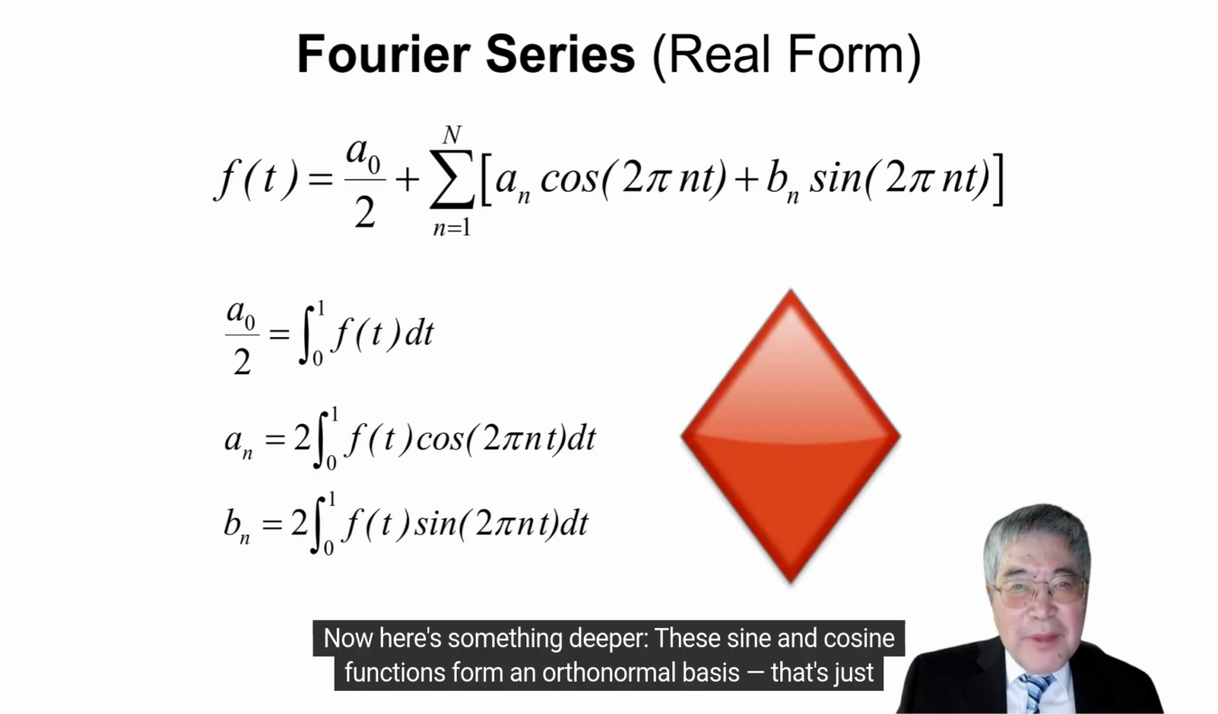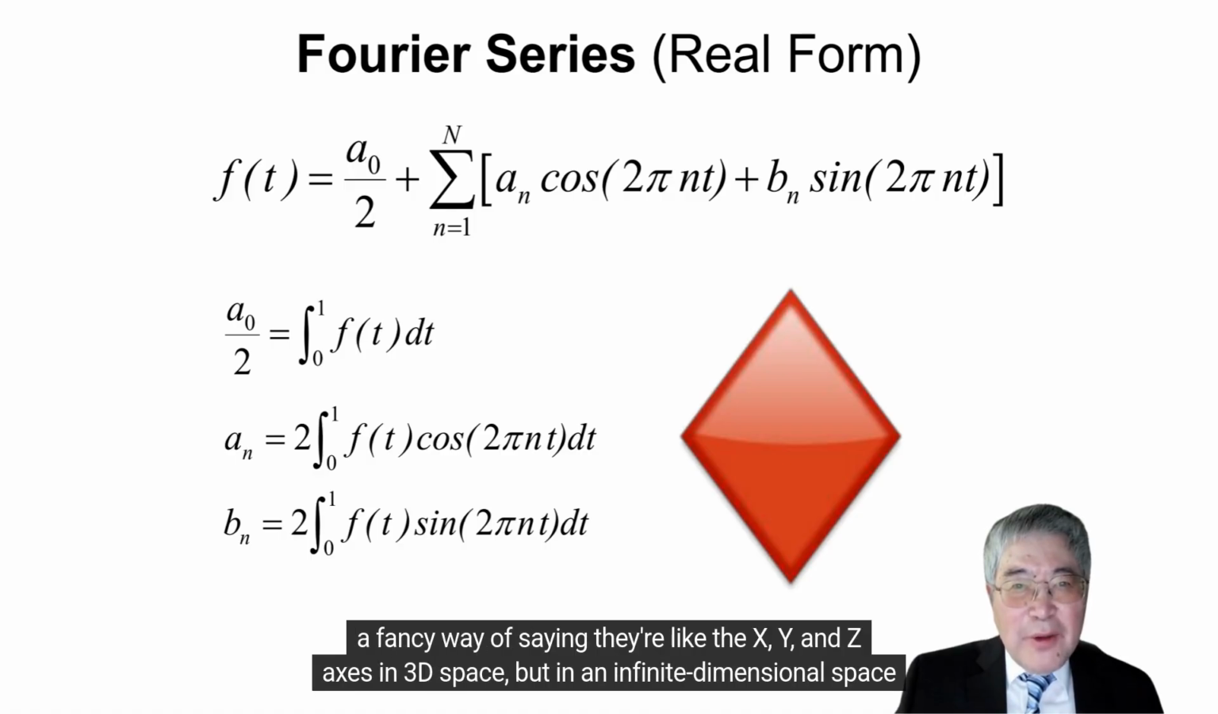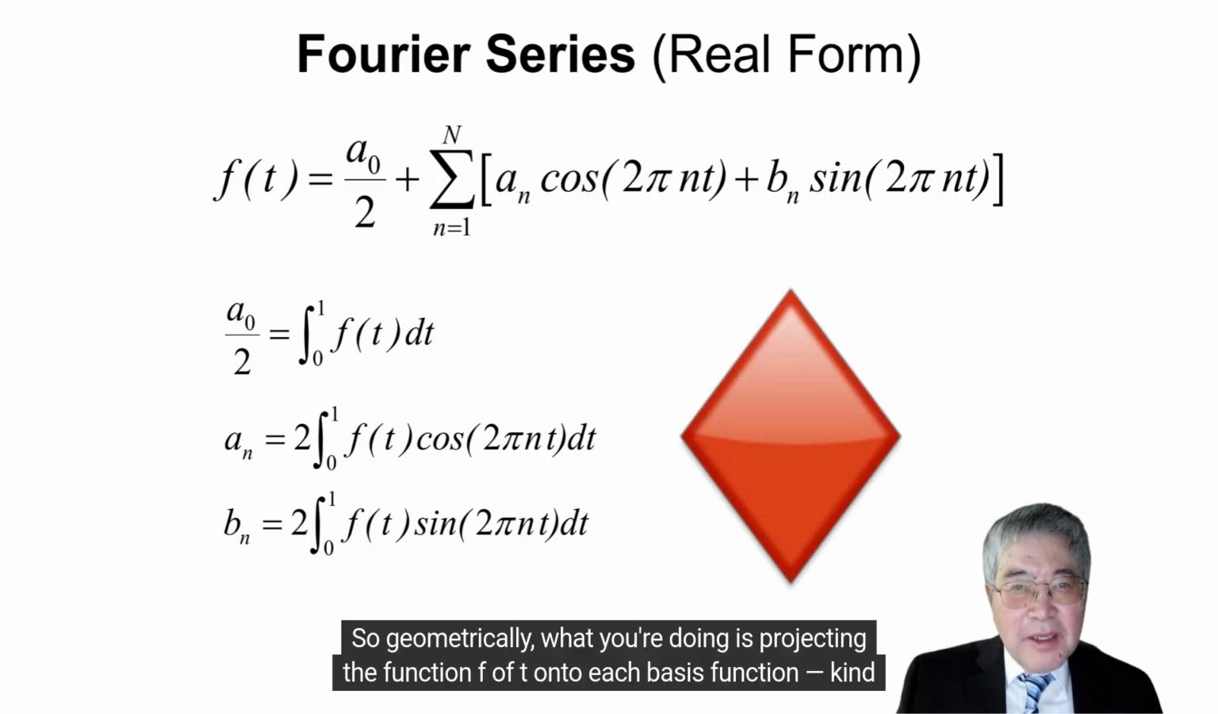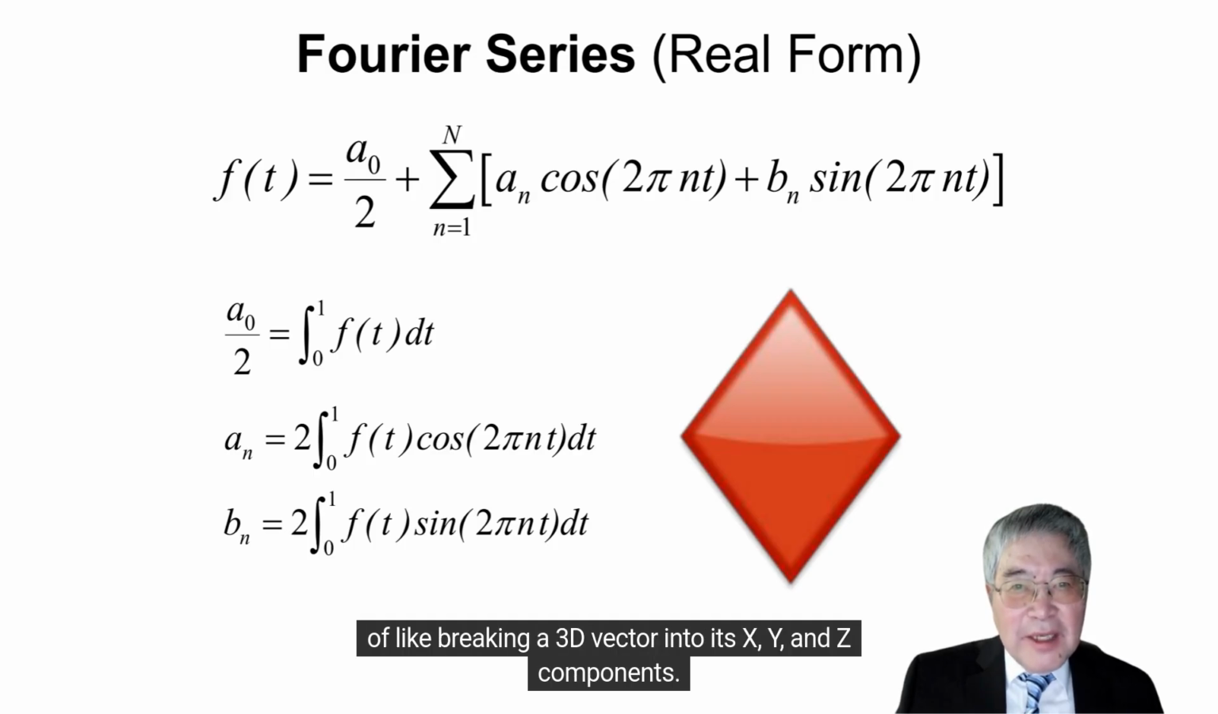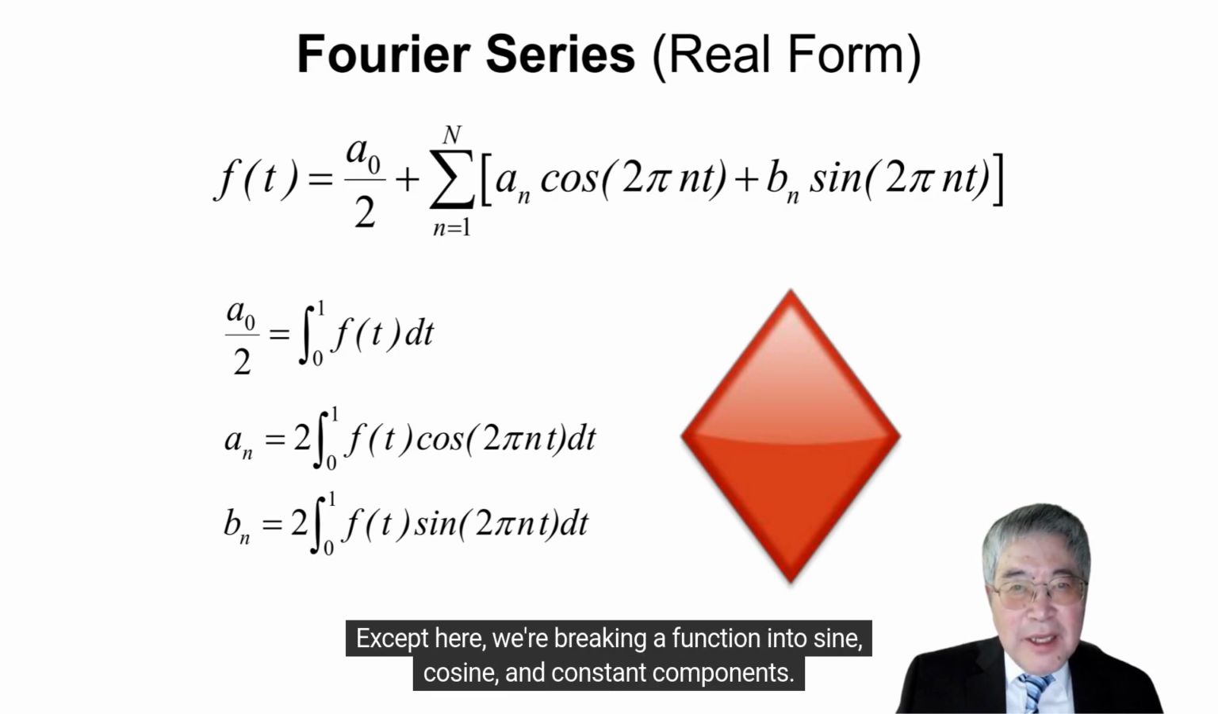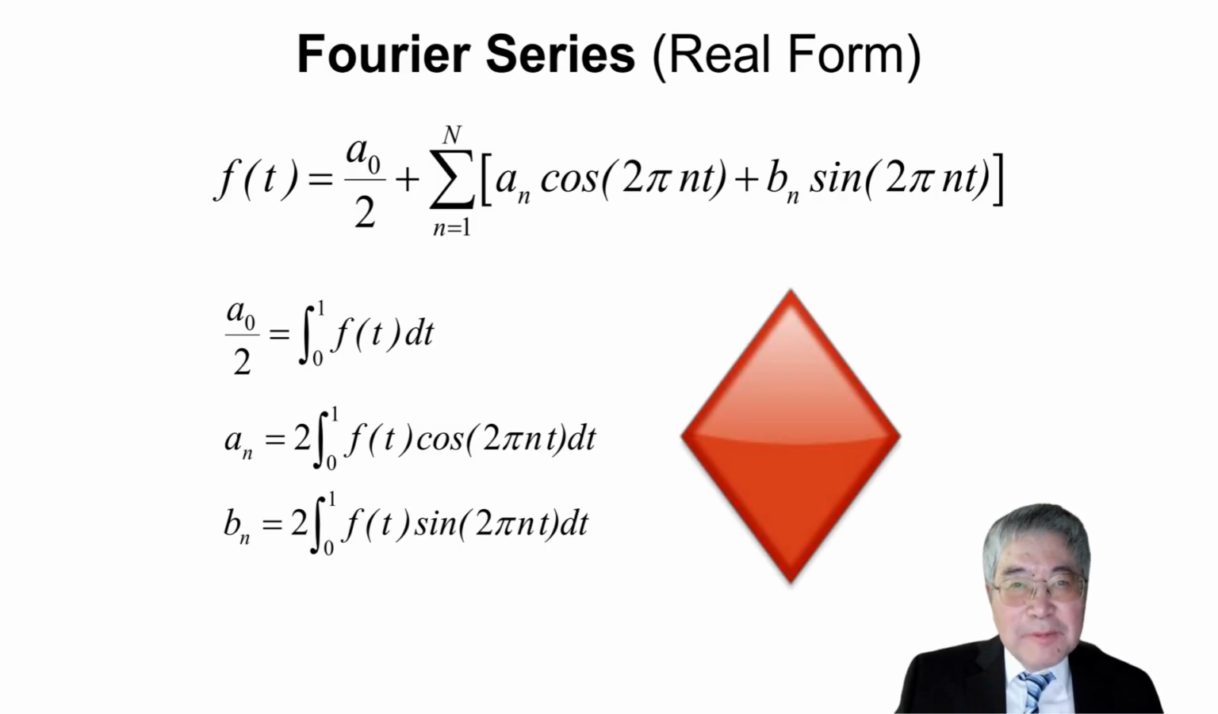Now here's something deeper. These sine and cosine functions form an orthonormal basis. That's just a fancy way of saying they're like the x, y, and z axes in 3D space, but in an infinite dimensional space of functions. So geometrically, what you're doing is projecting the function f of t onto each basis function, kind of like breaking a 3D vector into its x, y, and z components. Except here, we're breaking a function into sine, cosine, and constant components.